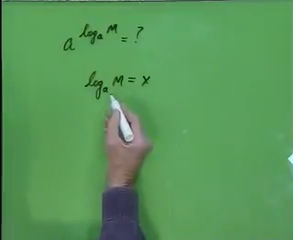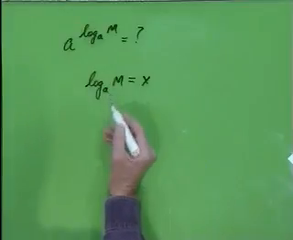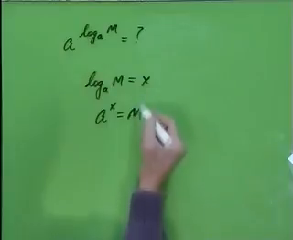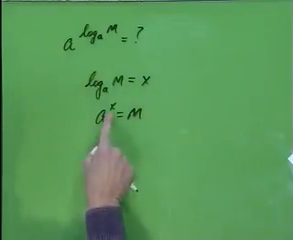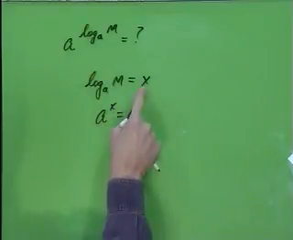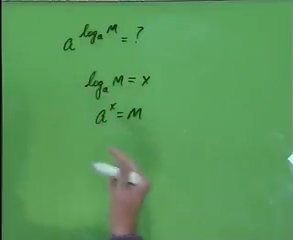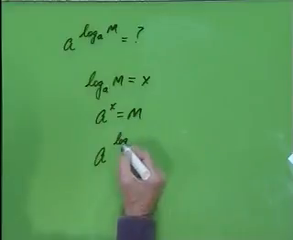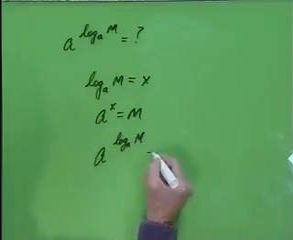Now, how would I rewrite this in its exponential form? A to the x equals m. Yeah. These two things mean the same thing. Now, what if I replace x with what it's equal to? X is equal to the log base a of m. So a raised to the x, that's a raised to the log base a of m power.